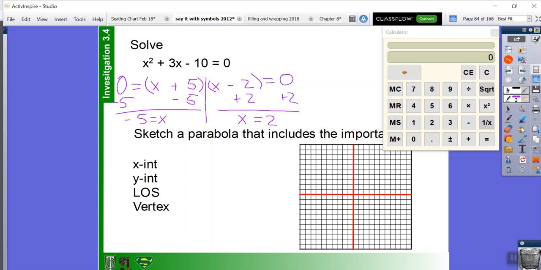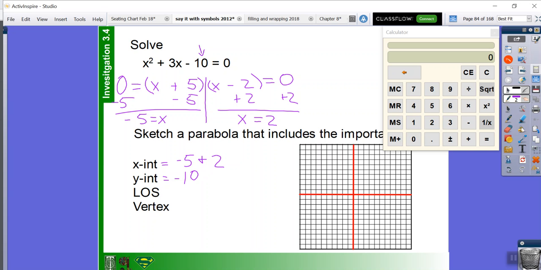Now we are going to sketch that parabola, and we just found the x-intercepts. So we've got an x-intercept at negative 5 and at a positive 2. The y-intercept is always going to be my c value, so we've got that simple. We've just got it at negative 10.